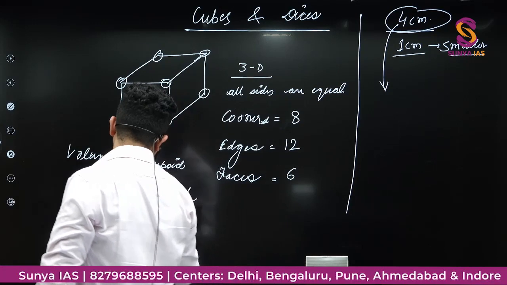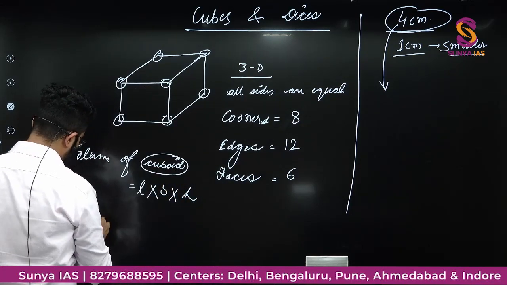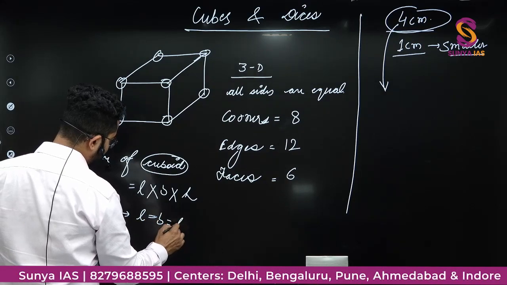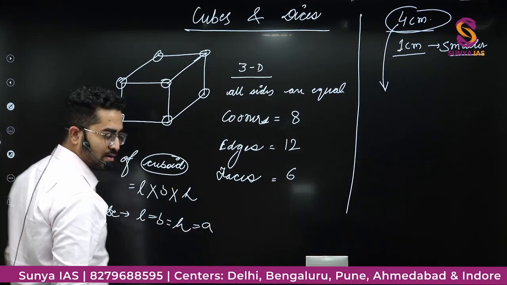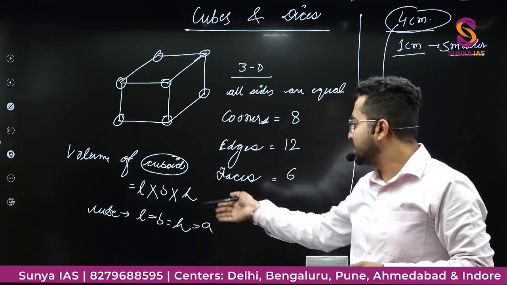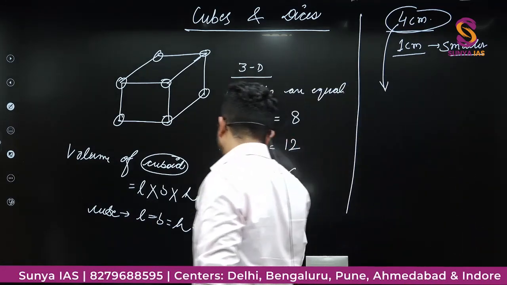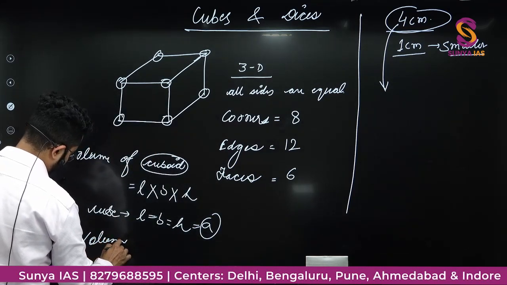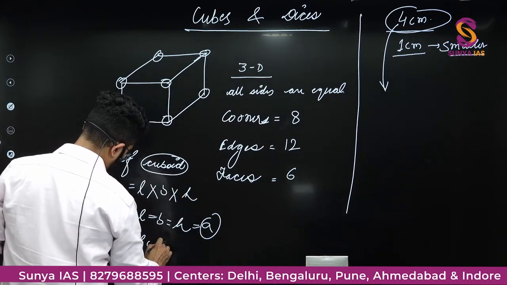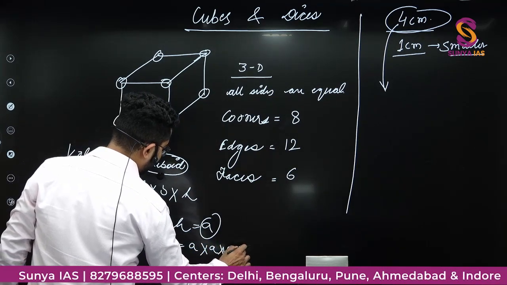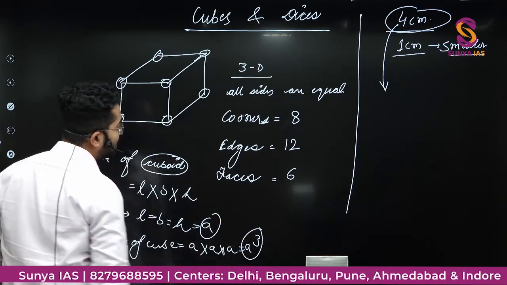But if we see in cube में क्या होता है? Length is equal to breadth is equal to height. Let's say side is A. What is cube? All the sides are equal. Length, breadth, height, everything is equal. Let's say this is equal to side A. Then the volume of cube क्या हो जाएगा? A into A into A, that is A cube, right?